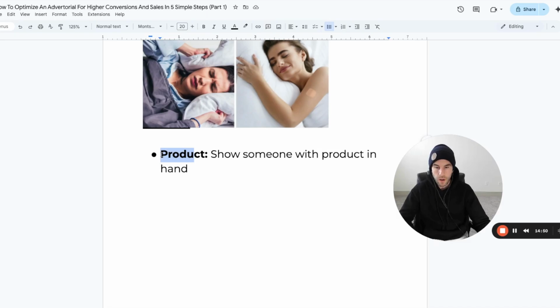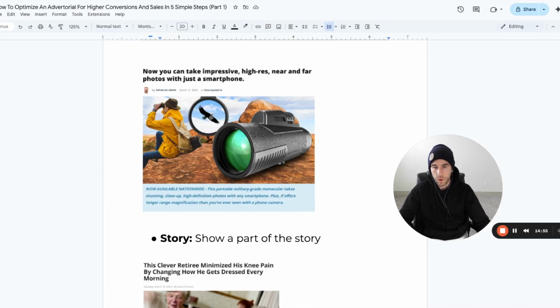Then we have the product, and essentially it's just showing someone with the product in their hand. This one is obviously for a binocular, so you can see him using the binoculars here. You can see what he sees, almost like you're looking through the binocular as them. And then we have a picture of the actual product right there.